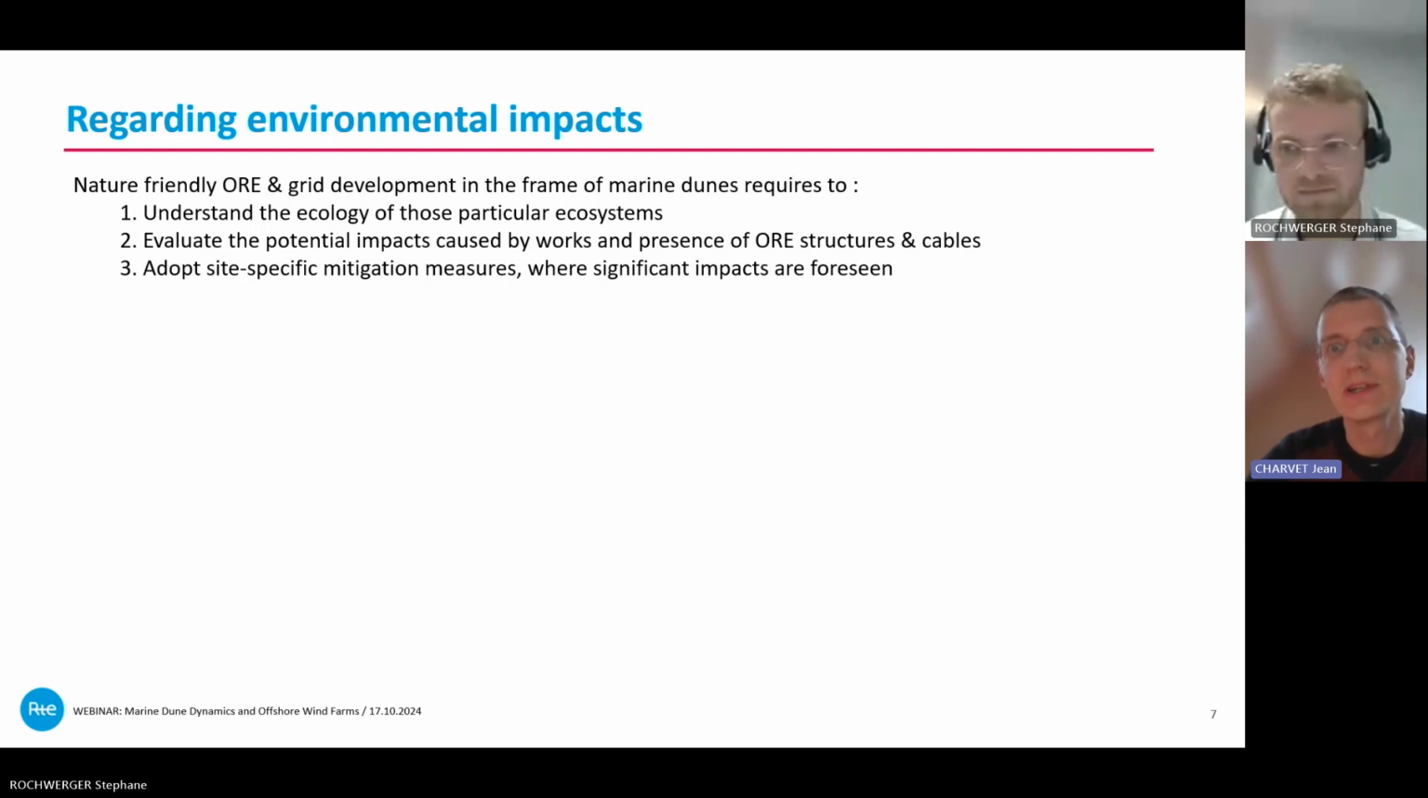So just as an introduction, if we want to tackle both the climate crisis and the biodiversity crisis, it's important that the development of offshore renewable energy and grid is done in a nature-friendly way. And for that, first, and this is typical in an environmental impact assessment, we really need to understand the ecology of where we are doing our works and where we will implement our infrastructure, and in particular here for marine dunes, which are quite a particular ecosystem.